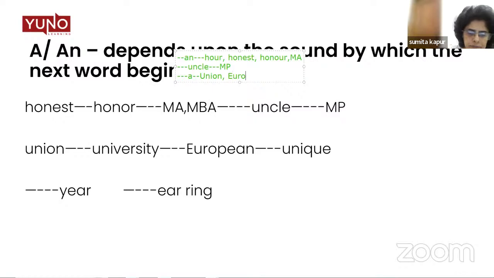Today, dash European came to my office. A European or an European? Tell me. See, simply pronounce the word and try to identify the first sound. That will give us the answer. European. What is the first sound we get? Year. European. So we say today a European came to my office.